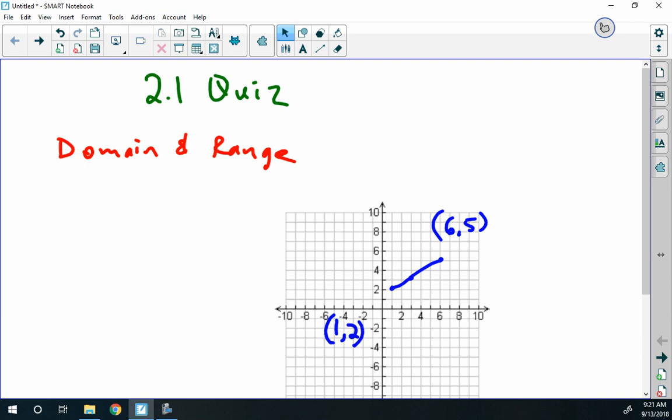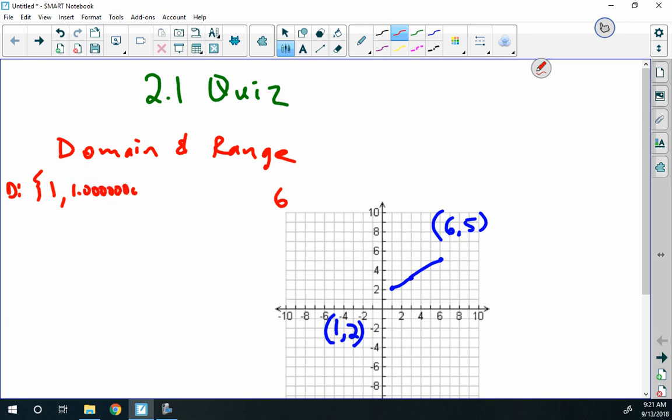So what I'm trying to tell you is, if we think about the domain, 1 would be in the domain, and 6, of course, would be in the domain, but also 1.0000001 would be in the domain, and 1.00000000001, and all of those would be in the domain. Are we going to have time to write that?